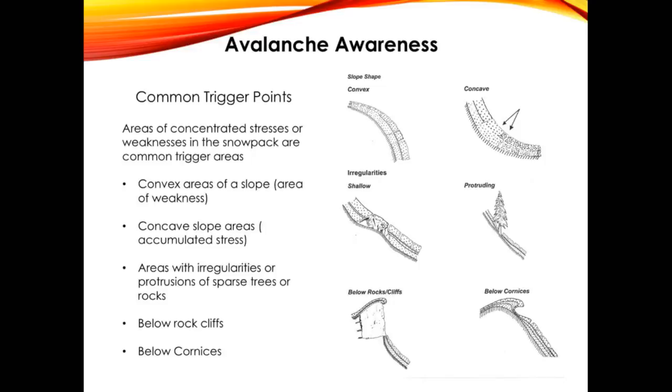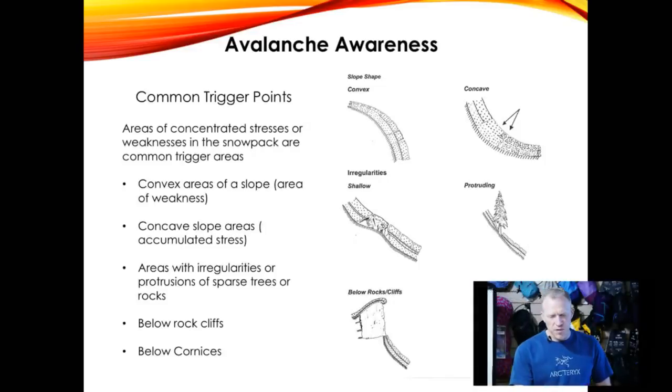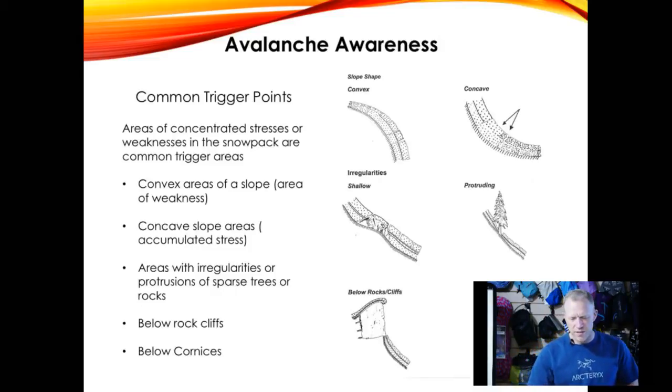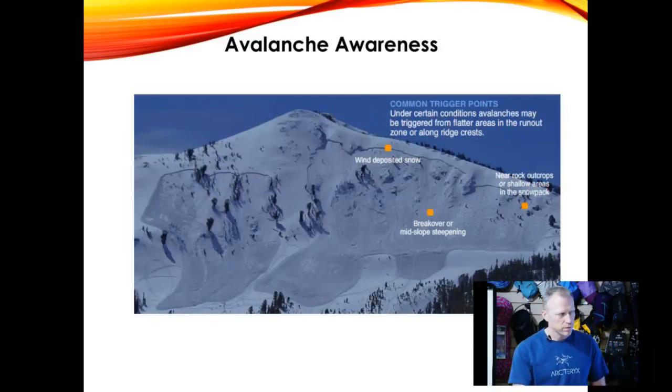Common trigger points. Let's talk about some of the shapes of the snow and how it can affect where it starts. One particular thing to keep in mind is that convex areas of a slope are weaknesses. Areas with irregularities or protrusions or sparse trees or rocks. Below cliffs and below cornices, those are places of particular danger.